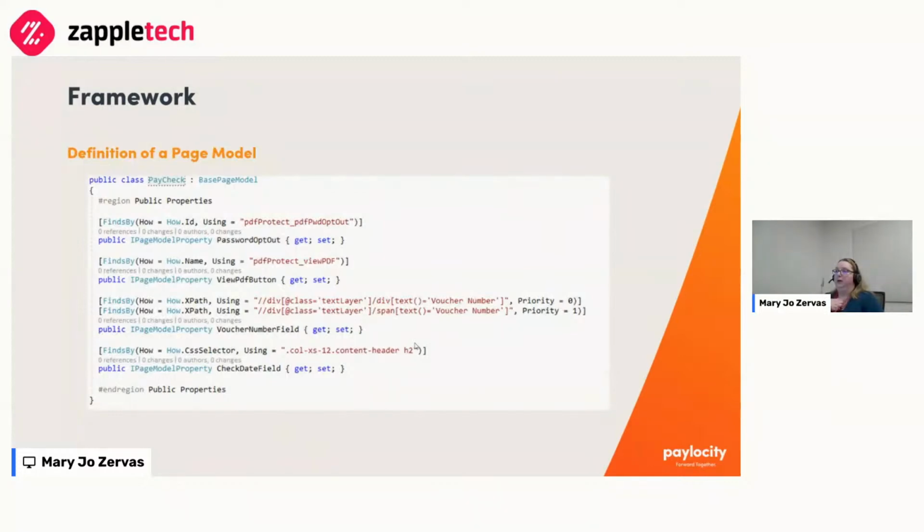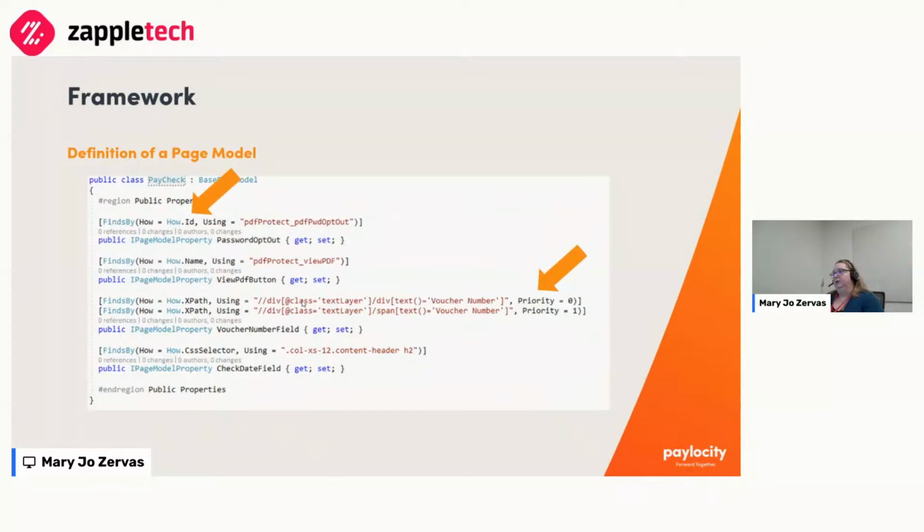So a page model, probably most of us on the call are familiar with the page model design pattern, but this is just the definition of all of the elements on the page that you want to interact with. So IDs, names, XPaths, CSS selectors, just a couple of ways that you can use to identify the elements. You can also have multiple selectors on an element and prioritize them.